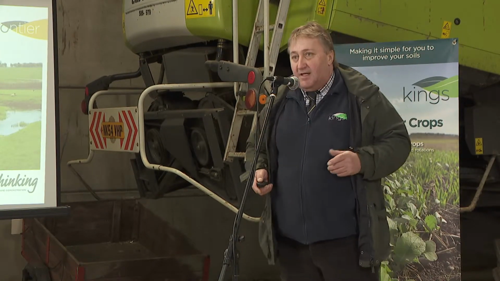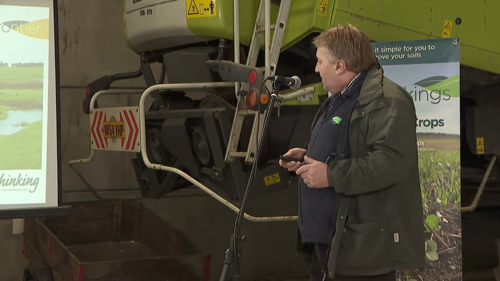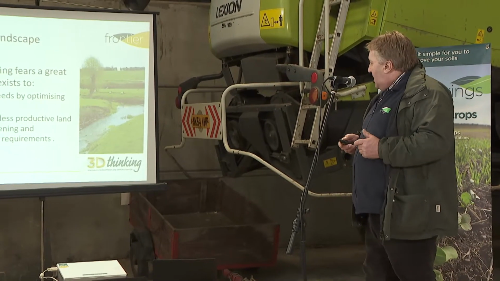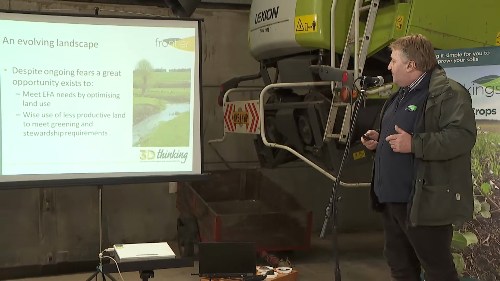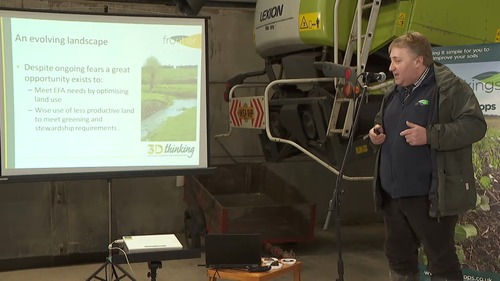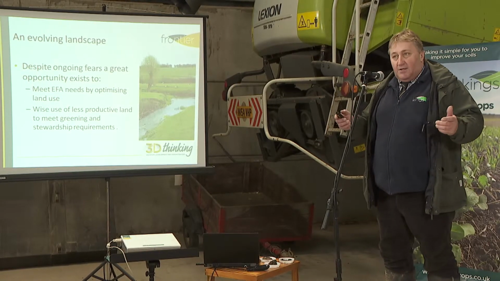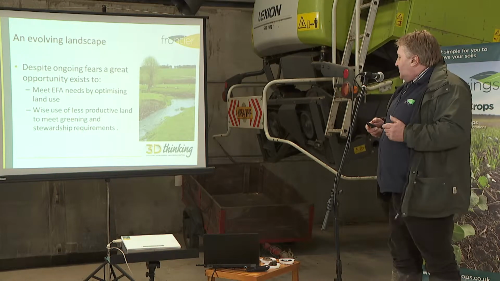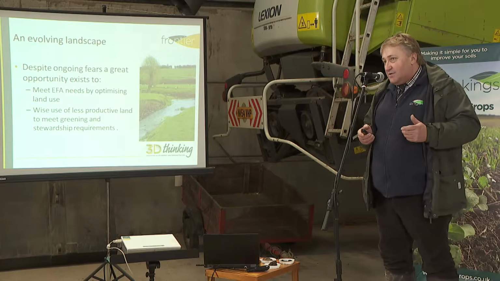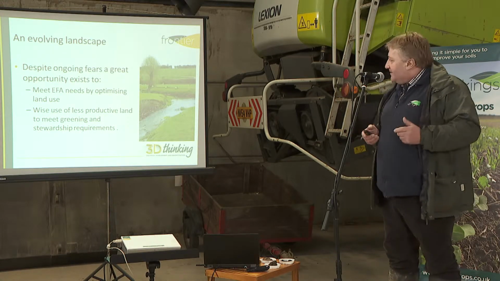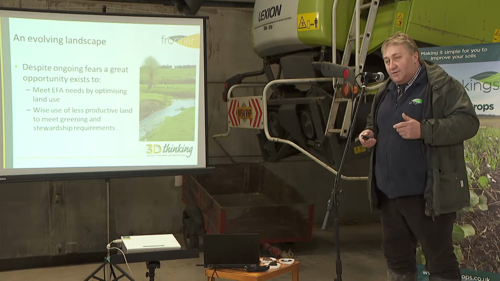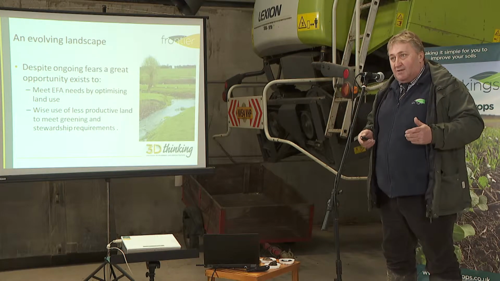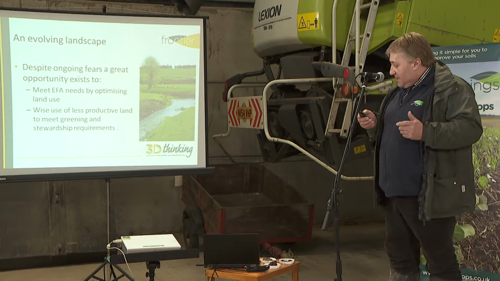We know it's an evolving landscape. We know there's been much change in the way we are being viewed from government and new policy, and despite ongoing fears, and there is a lot of ongoing fears. If you look at the majority of people, they actually covered their EFAs in a very simple way by using peas and beans. Well, as a result of the change, that's gone. So we've got to use wise use of how we actually manage our land to meet greening and stewardship requirements. They're not going to go away, and we've got to actually embrace them and work them within our management system.